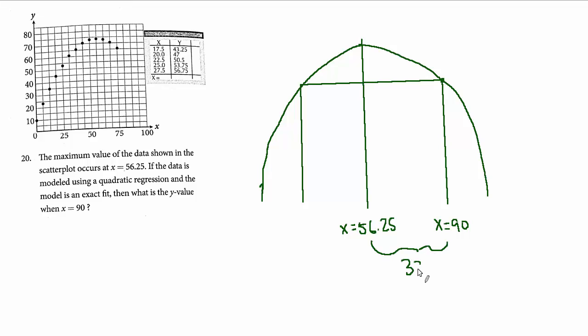But the distance along the x-axis between these two is 33.75. So what's the value of the point on the left side of the vertex, that's the same distance as x equals 90 is on the right side. So let's do 56.25 minus 33.75. That's x equals 22.5. And it just so happens that we have that part of the table. 22.5 has a corresponding y value of 50.5. So if that's the y value at x equals 22.5, that's going to be the same y value at x equals 90. So 50.5 is the answer.